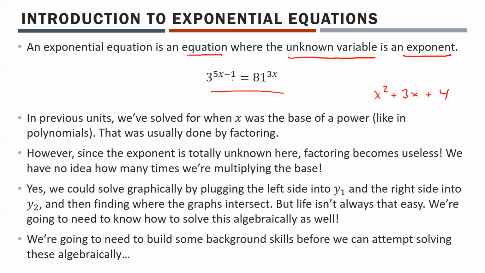When you have an exponent with a variable, you don't know how many times this would have to factor down. With this, you knew. It was like, oh, it's x squared. It's an x times an x. That's pretty clear. But this is 3 to the power of 5x minus 1. So whatever x is going to influence how many times we're multiplying 3 by itself. So factoring becomes kind of useless here. You have no idea how many times we're multiplying that base by.